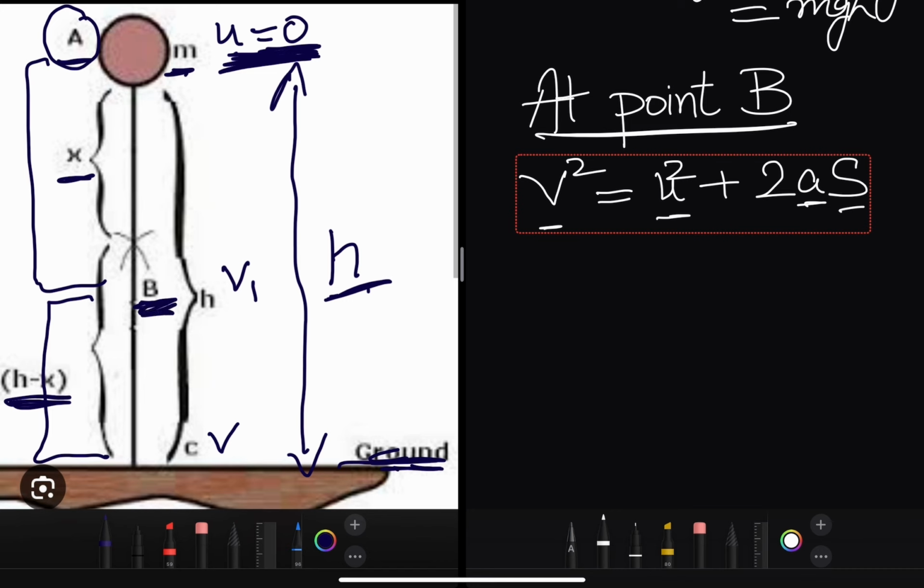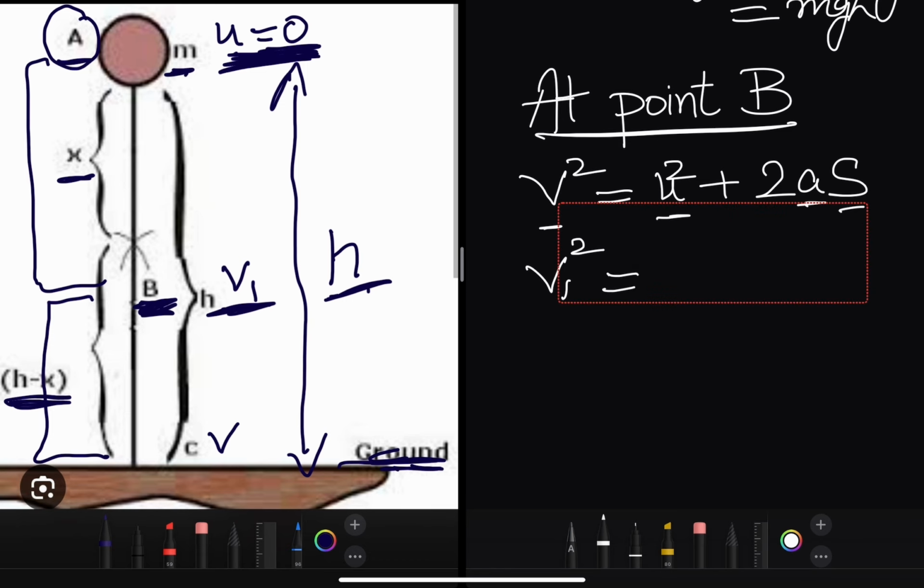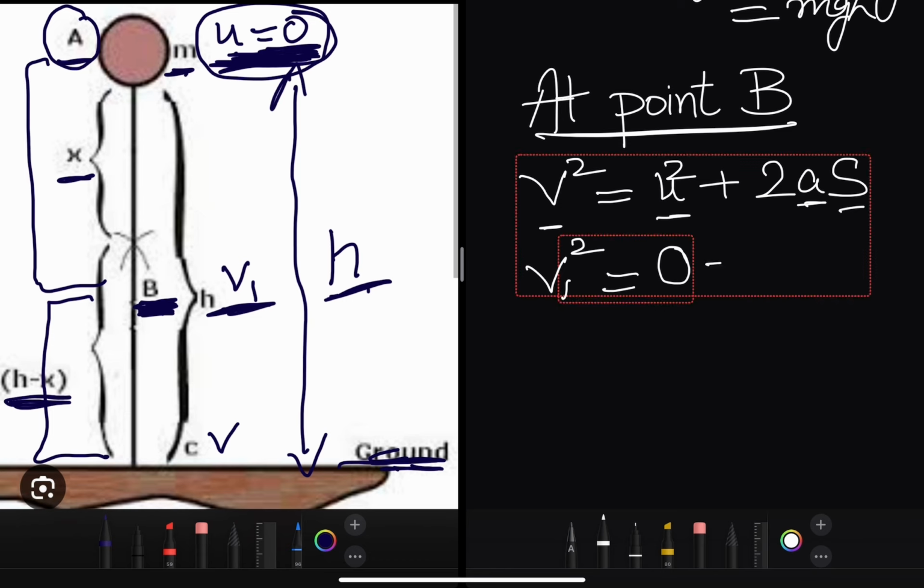Now at point B. Look children, here it is point B. What is the final velocity? V1. So can I replace this V here by V1? Yeah. What is the initial velocity when the ball reaches point B? What will be its initial velocity, children? It is 0. So what we will put here? U equals 0. Now what is A here? Object is under free fall, under the action of gravity. So this A can be replaced by acceleration due to gravity, which is represented by g.